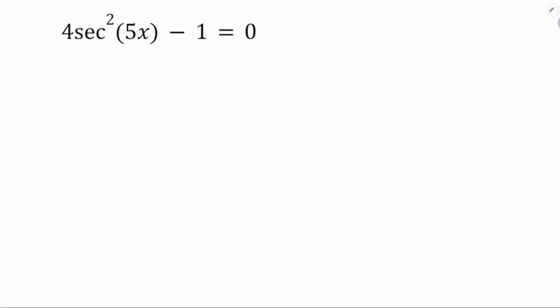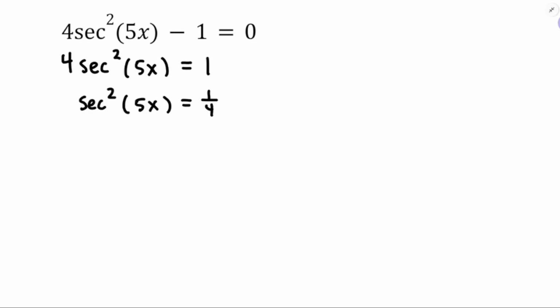This next one brings up a situation that I'm not sure we did a very good job of emphasizing in the last unit. I don't think we ever brought it up really. But I'm just going to start by trying to solve for secant squared 5x and then turn it into cosine. So I'm going to start by adding 1 divided by 4. I'm going to take the square root of both sides, so just get secant of 5x, and that'll be plus or minus a half because the square root of 1 over the square root of 4.